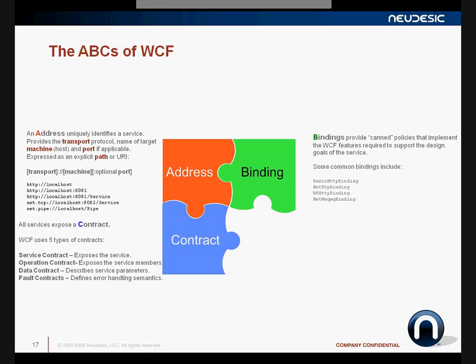Remember that we talked about the characteristics within services, languages, platforms, technologies, et cetera, and just expressing that error in an interoperable manner. There's actually a fifth type of contract that I'm not showing here, and that's called the message contract. The message contract basically gives you a lot more control over what the message looks like, which is always going to be SOAP. And I don't mention it here because it is a little bit of an esoteric technique that you may or may not ever run into based on how deep you go with WCF.